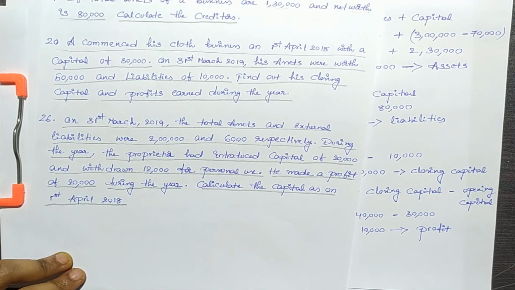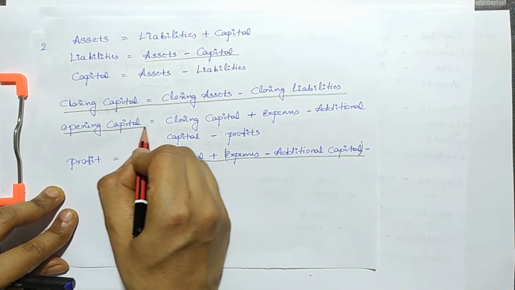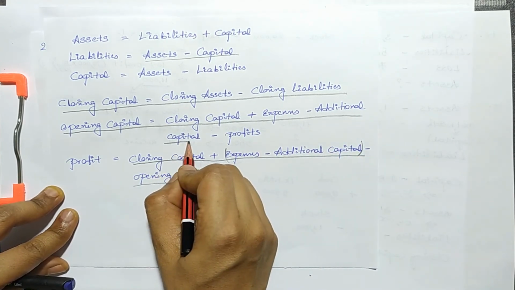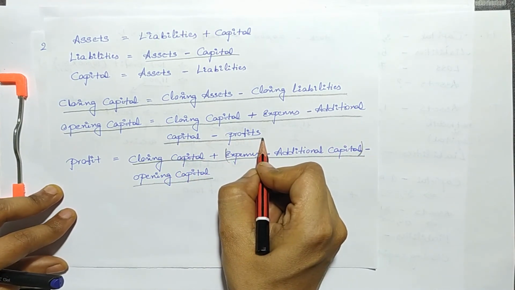In the question, they have given closing assets and closing liabilities, that is 2 lakh and 6,000. In the question, they have given assets and liabilities balances as on 31st March 2019. So these balances are closing balances, and additional capital, expenses and profit are also given in the problem. They are asking us to find opening capital. The formula to calculate opening capital is closing capital plus expenses minus additional capital minus profit.